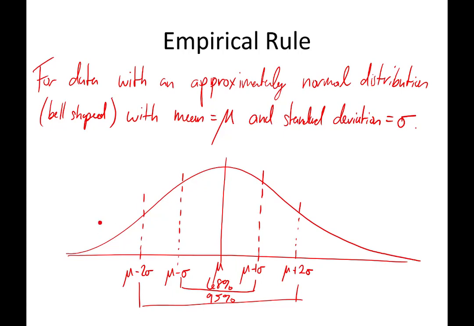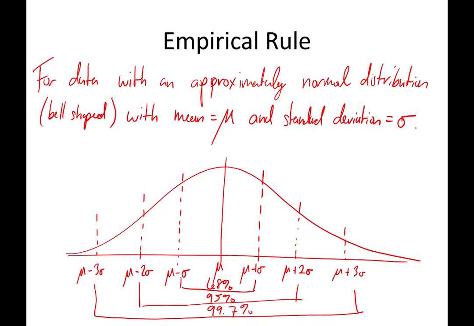And then if you go even further, way out, down 3 standard deviations and up 3 standard deviations, you'll cover about 99.7% of all the observations in a normal distribution. Sometimes I'll call this rule the 68, 95, 99.7 rule. That's actually the way I was taught. But anyways, it's called the empirical rule.